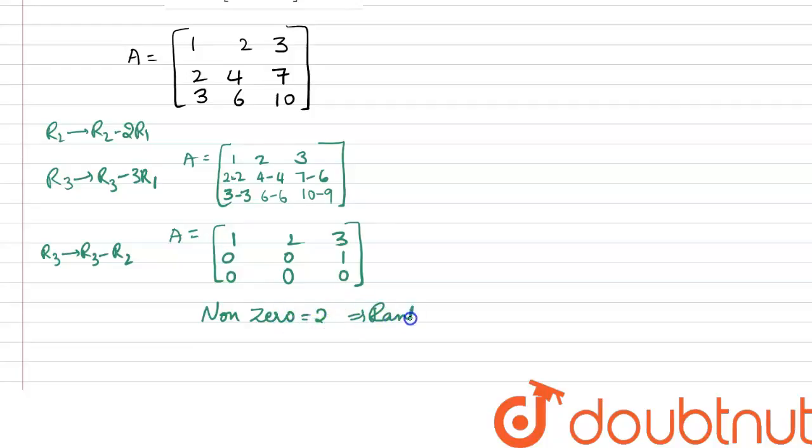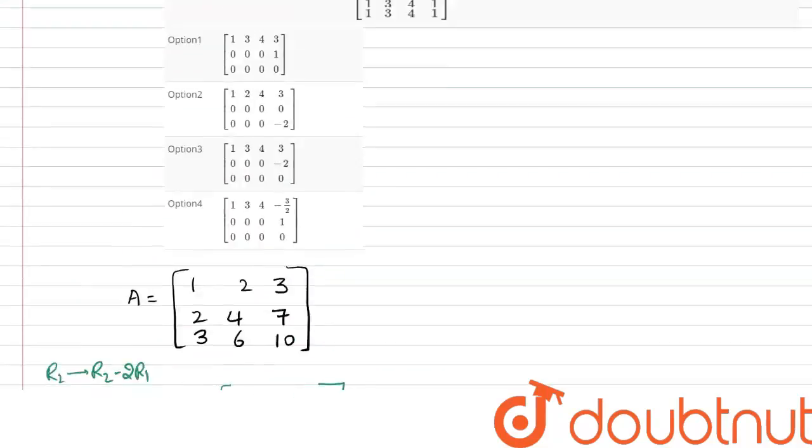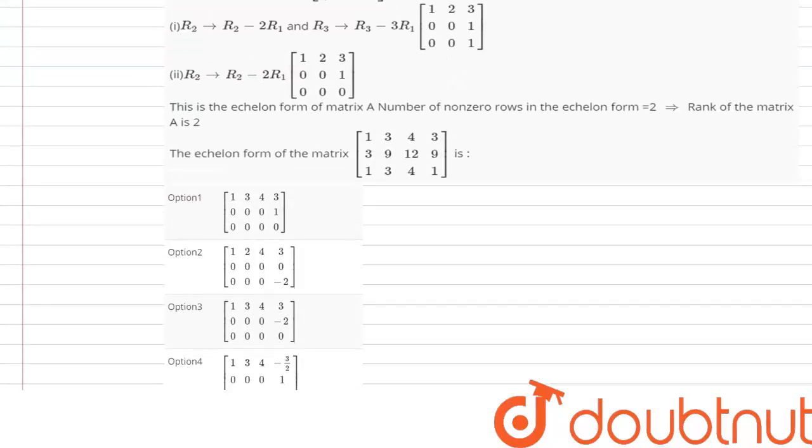Now let us perform our operations on the given question. We are given a 4 by 3 matrix, and we have to transform it into echelon form. Let us see here. We have 1, 3, 4, 3, 3, 9, 12, 9, 1, 3, 4, 1. This is our given matrix.